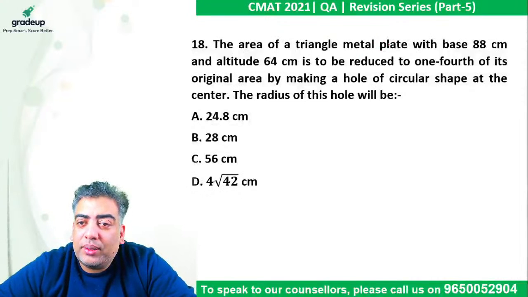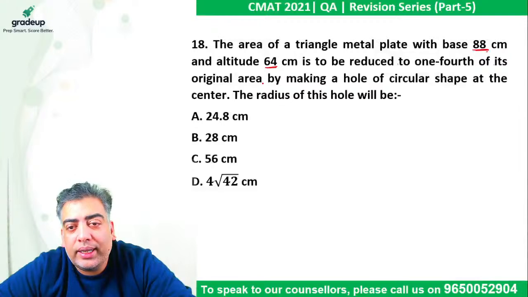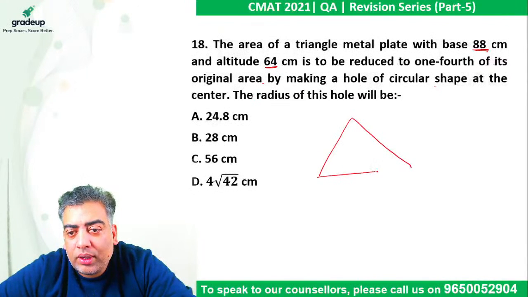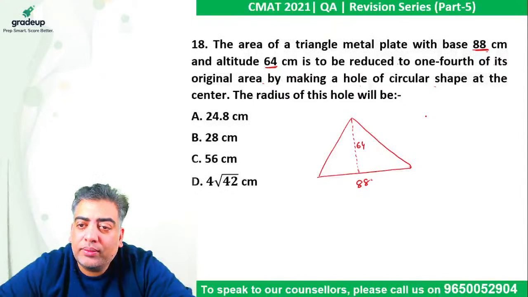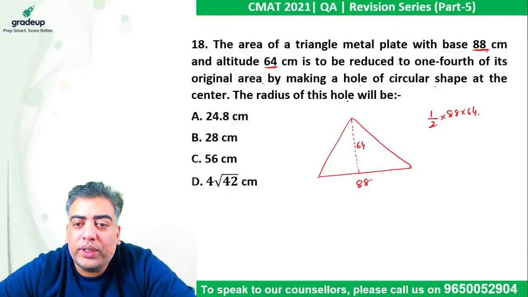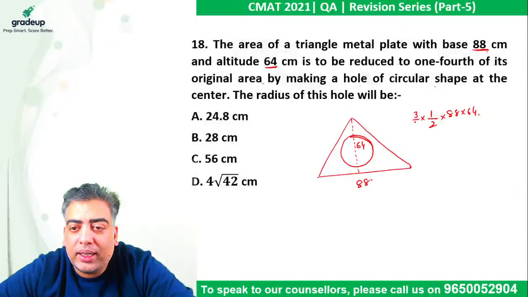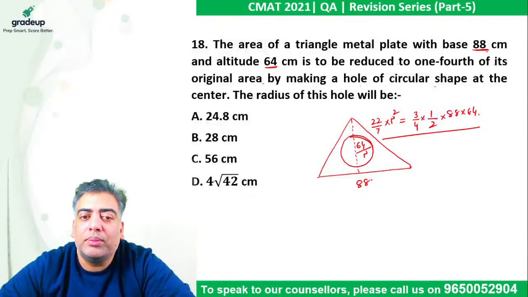Okay, so the area of a triangle metal plate with base 88 and altitude 64 is to be reduced to 1/4 of its original area by making a hole of circular shape at the center. So this is 88 and altitude is 64. So its area is half of base into height. Right, now it should be reduced to 1/4 of its original area. So if you reduce it to 1/4, you have to cut a circle out of this. So can I say area of this circle should be 3/4 of this area? This is the area we need to cut out, right? Of a radius r gives me pi r square, which is 22 by 7 into r square, should be equal to this.